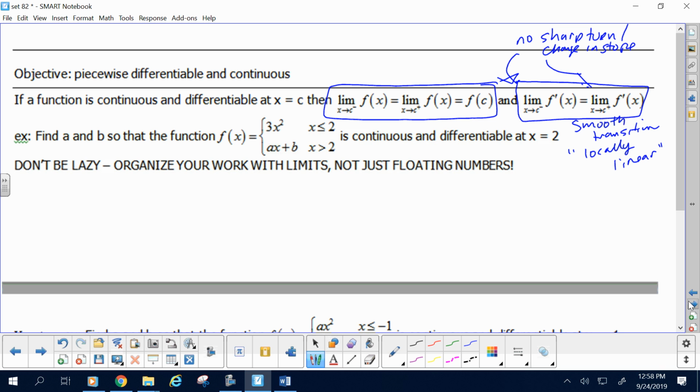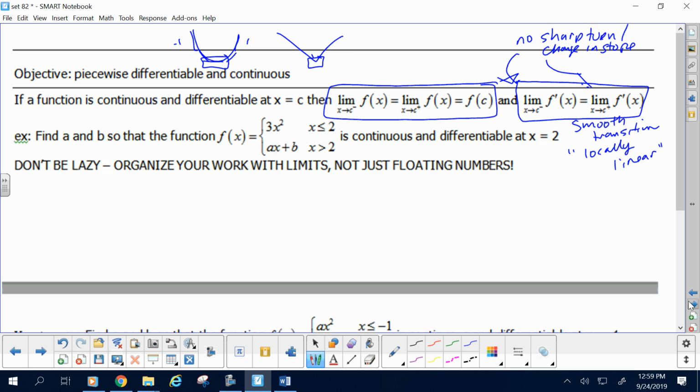The issue is not that the slope was -1 on one side and +1 on the other. The problem is if the slope goes from -1 to +1, just like that, because if you zoom in on that, no matter how much you zoom in, that's not a smooth slope transition. It's not locally linear.